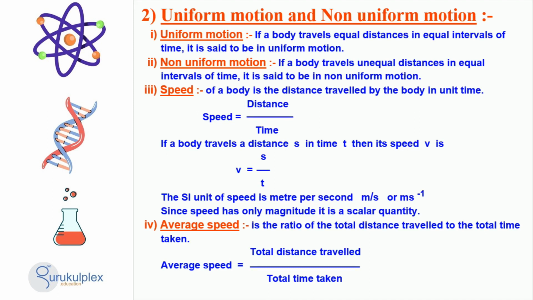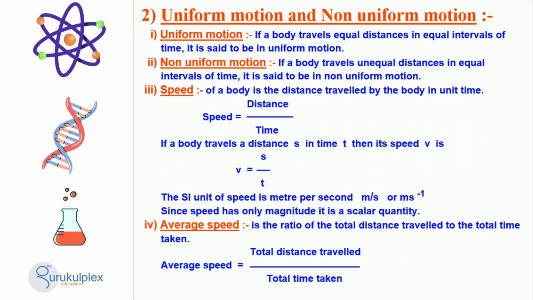Speed is the distance traveled in unit time and can be calculated by the equation s/t = v, with the SI unit of speed being meter per second, or m s⁻¹. Being only a magnitude, speed is a scalar quantity.